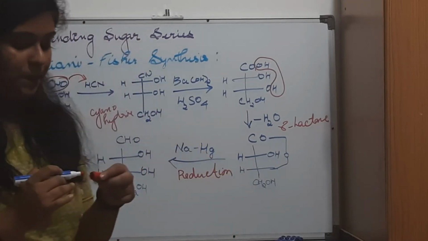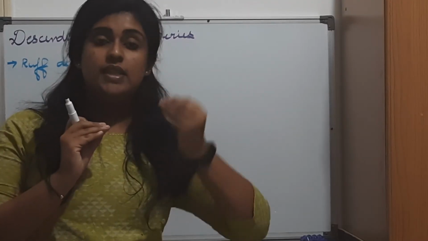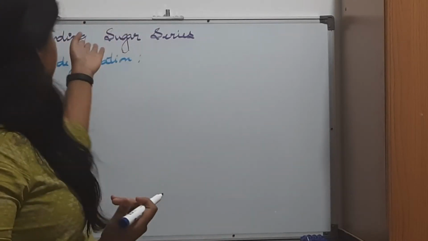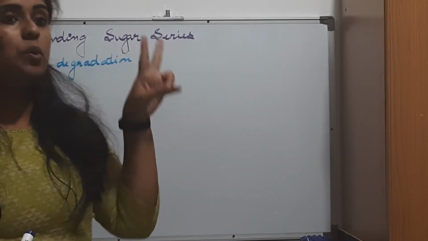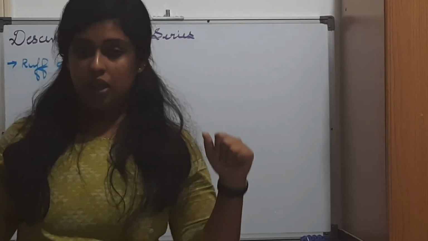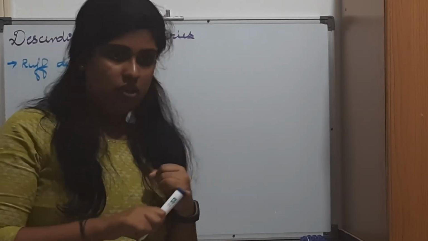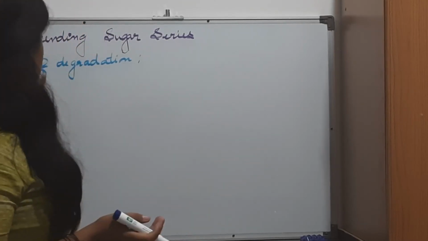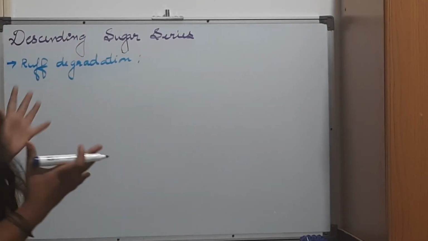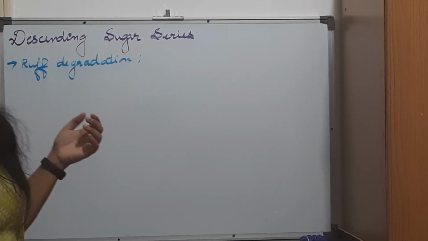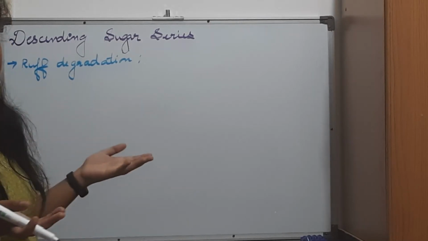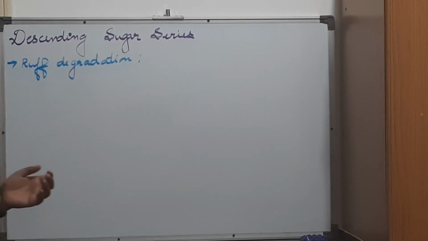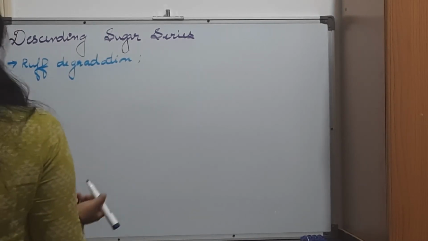Clear? Now let's look into chain shortening, or decreasing the number of carbon atoms, or descending the sugar series. Two methods will be discussed in this topic. One is Ruff's method, Ruff's degradation, or we have the Wohl degradation. To look into Ruff degradation, let us consider some ketoses, some aldoses. For example, I will take an aldopentose and move down to an aldotetrose.